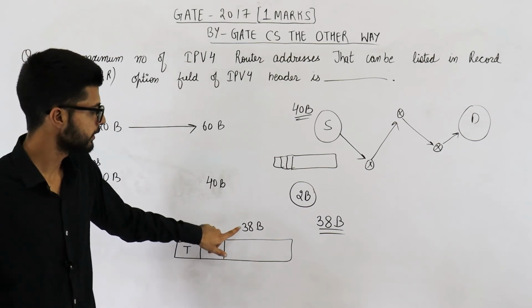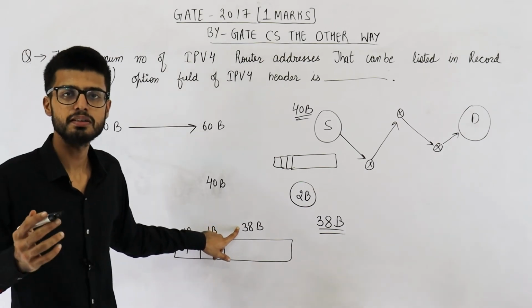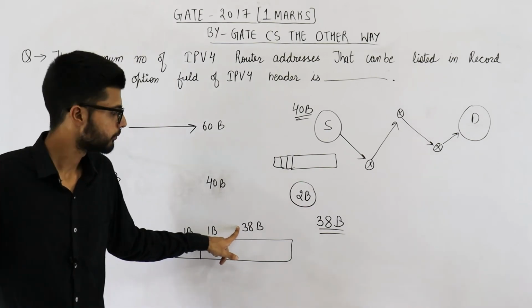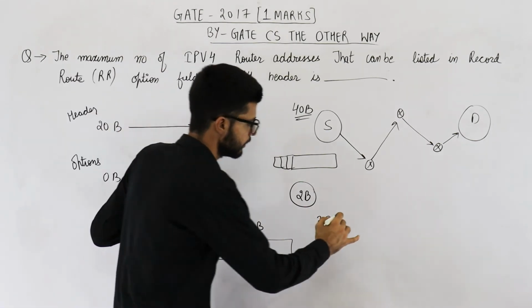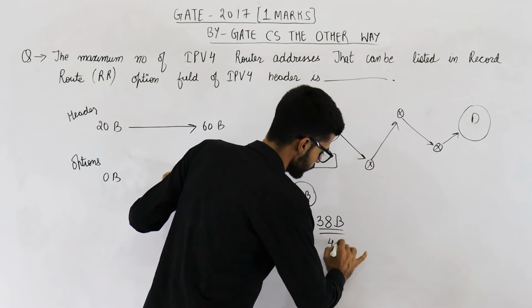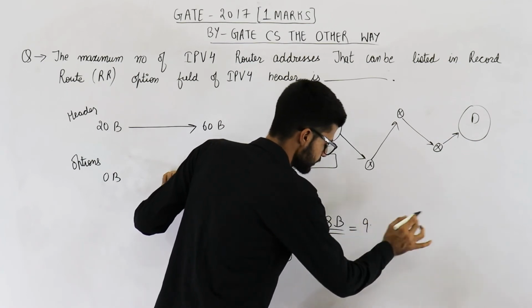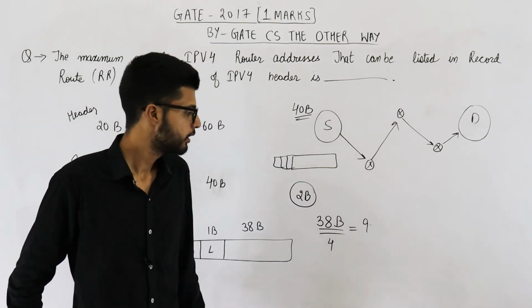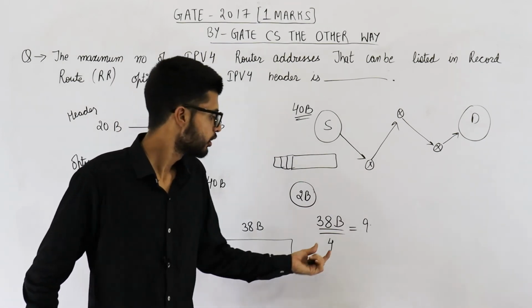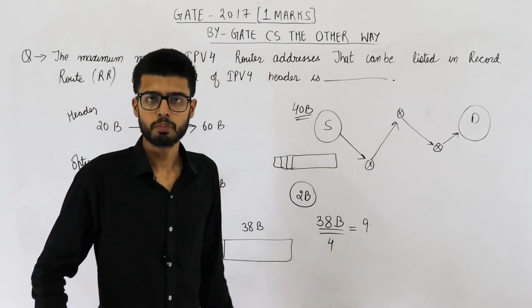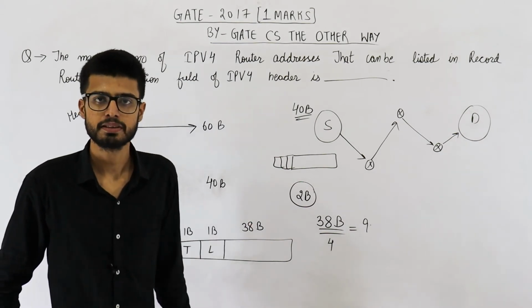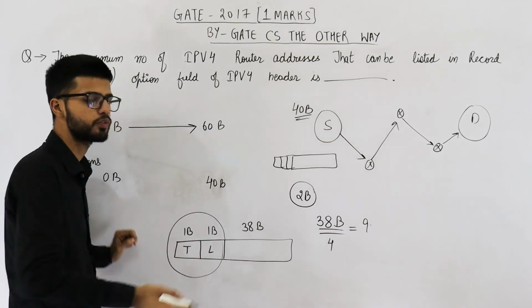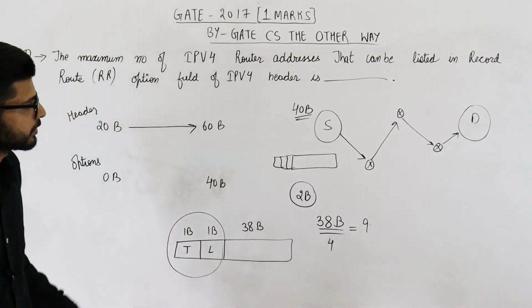So in 38 bytes, you can save 9 point something addresses. And see, 38 divided by 4, it will be 9 point something. That means 9 addresses can be saved completely. But for the 10th address, 4 bytes will not be available. So 10th address will not be saved because we have already consumed this place out of 40. So I hope you have understood this question.